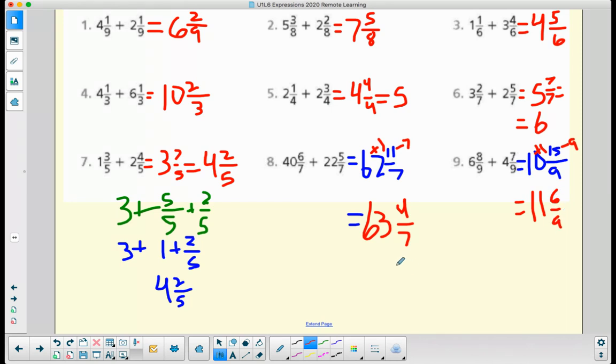Some of you might notice 6 ninths can be simplified. 6 and 9 can both be divided by 3. 6 divided by 3 is 2. 9 divided by 3 is 3. So if I wanted to write this in simplest form, I could rewrite it as 11 and 2/3. So that is adding mixed numbers. Really, to me, the only tricky part is when you have to ungroup one more whole.